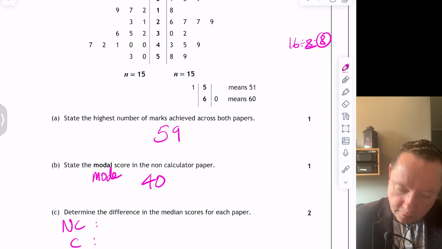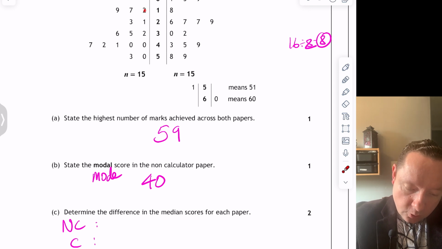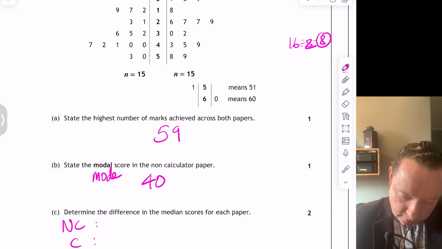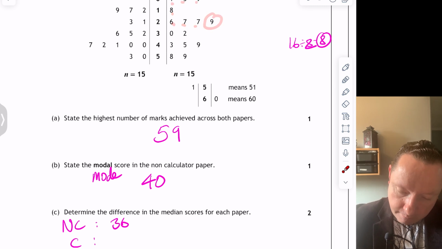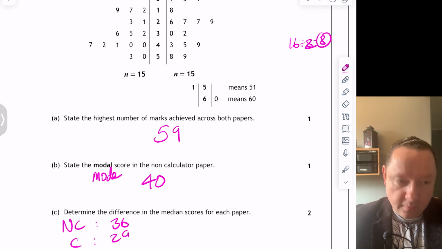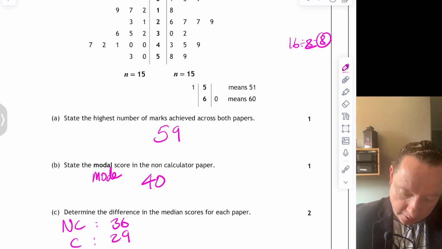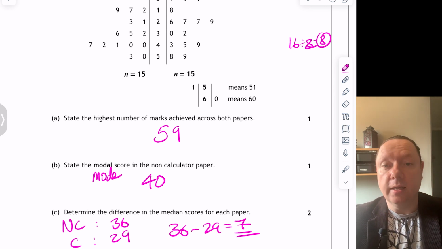So just counting the left hand side, I've got 1, 2, 3, 4, 5, 6, 7, 8, 36. In the calculator, 1, 2, 3, 4, 5, 6, 7, 8, 29. So I'm identifying the 36 and the 29. This will find the difference. 36 minus 29 equals 7. And we're done there.